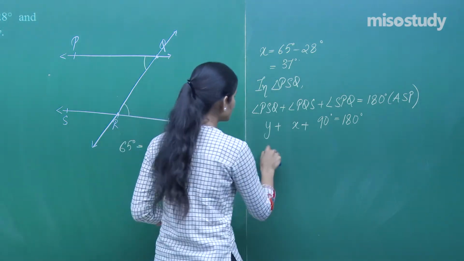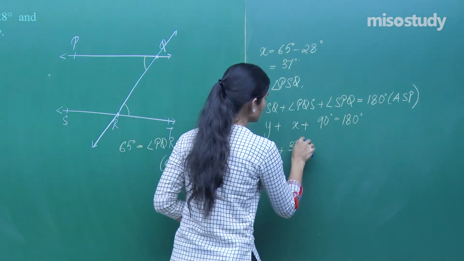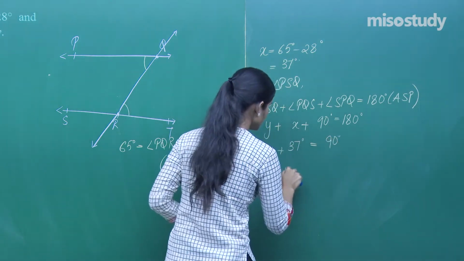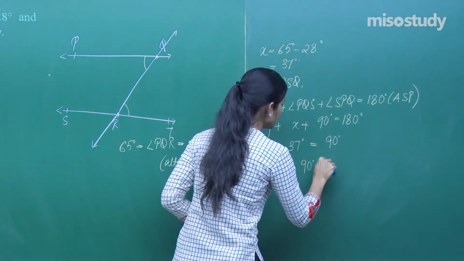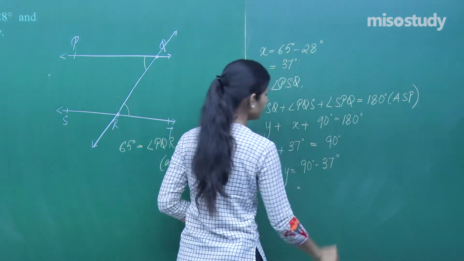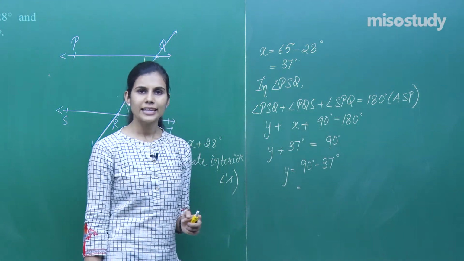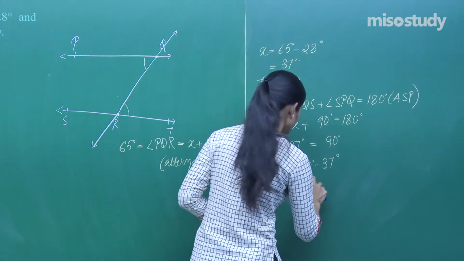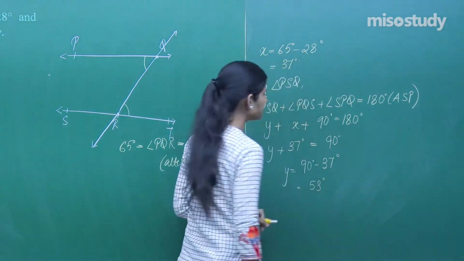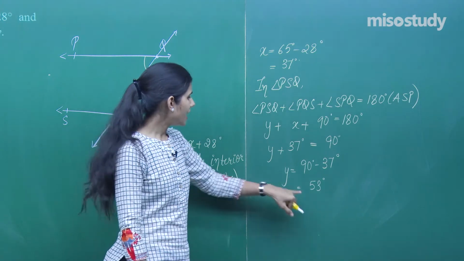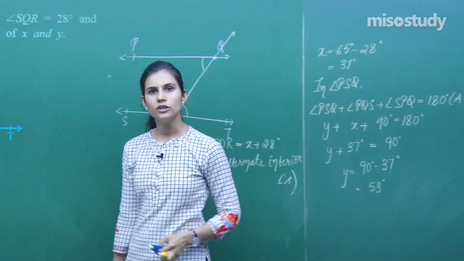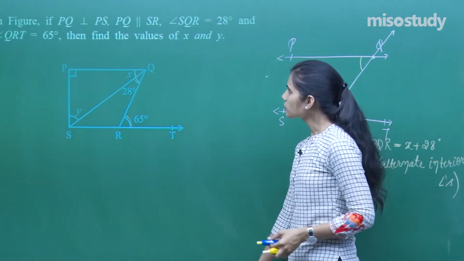X I have computed as 37. This is equal to 180 minus 90, which is 90. So this is 90 minus 37, which is 53. So you have Y as 53 and you have X as 37. We have found the value of X and Y. Let's look at the next question.